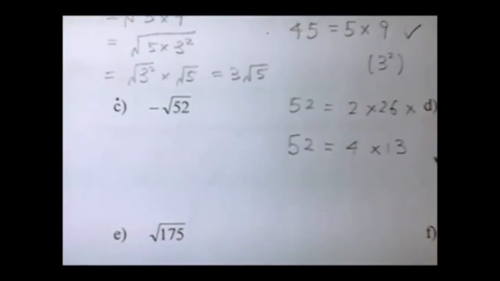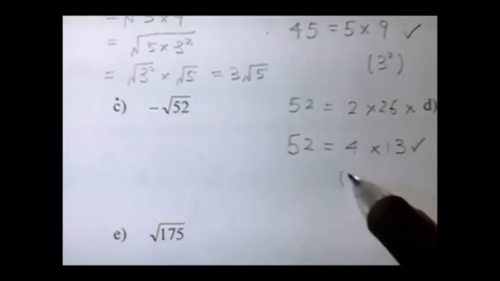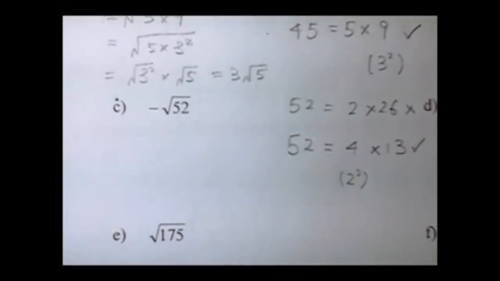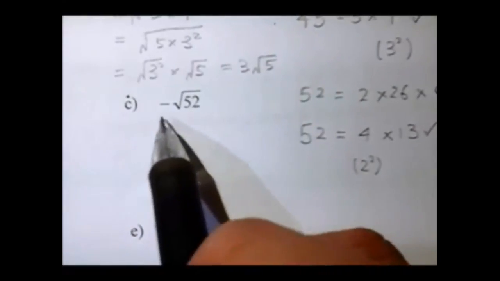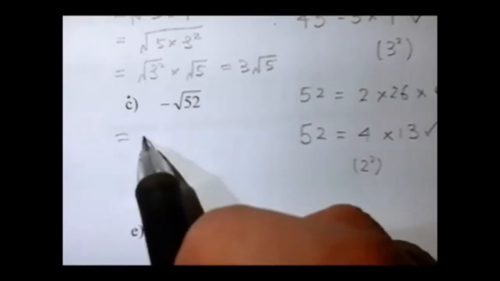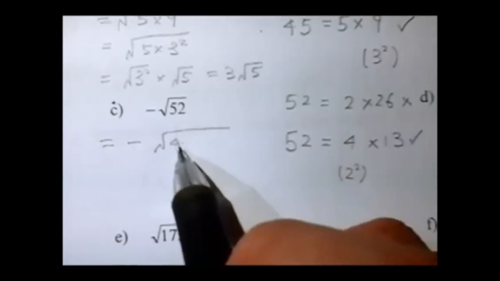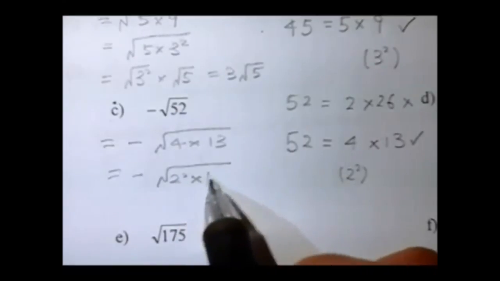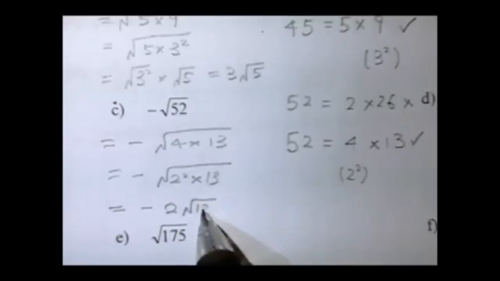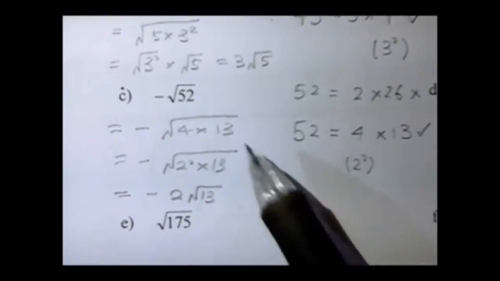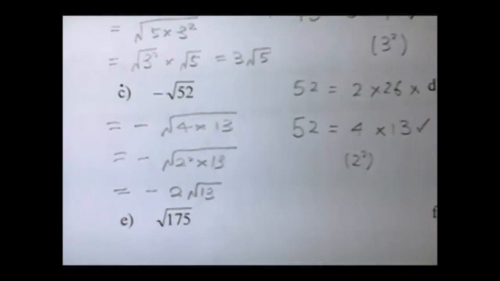So this one is not possible, but this one is possible because here this one is 2 squared. We keep the negative sign, so negative root of 4 times 13. Because 4 can be written as 2 squared, it is equal to negative 2 root 13. So this one is the answer of root 52.